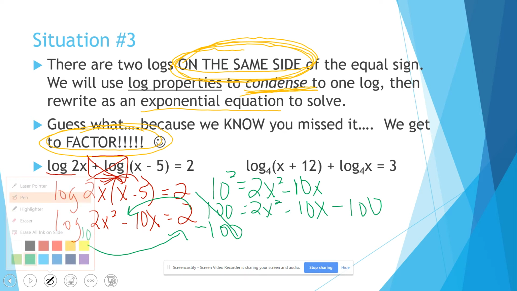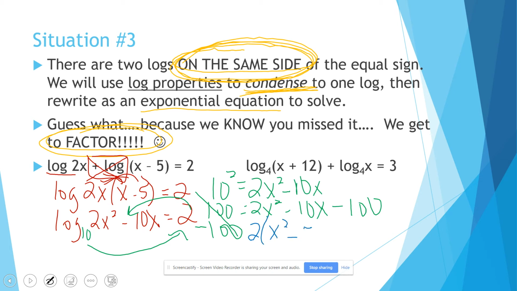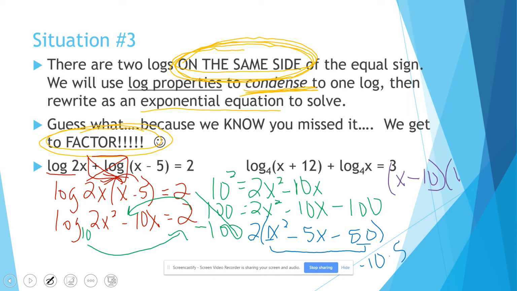Now we get to factor. Remember, for factoring, we always start with pulling out a greatest common factor if we can. 2, 10, and 100 have a common factor of 2. That's going to leave us with x squared minus 5x minus 50. So the factors of negative 50 that add to negative 5 are going to be negative 10 and positive 5. So we have x minus 10 and x plus 5, along with our 2, is equal to 0.